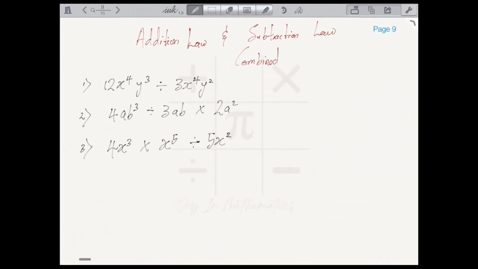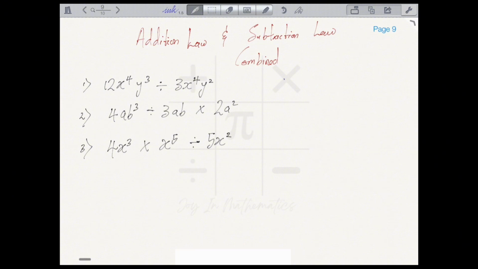Let's see how we can solve questions when we have both the addition law and the subtraction law combined. So we have these three questions, and we can see we can have multiplication and division, all right? So we are combining both the subtraction law and the addition law.